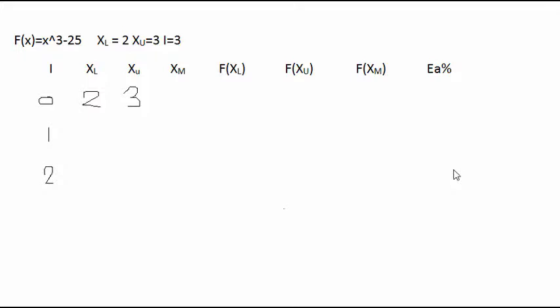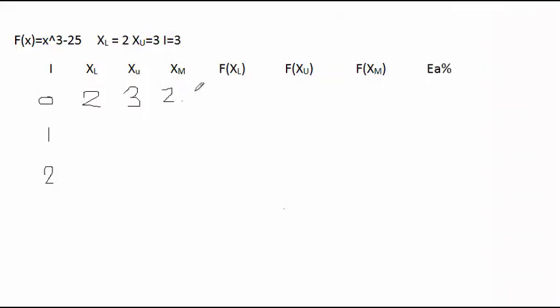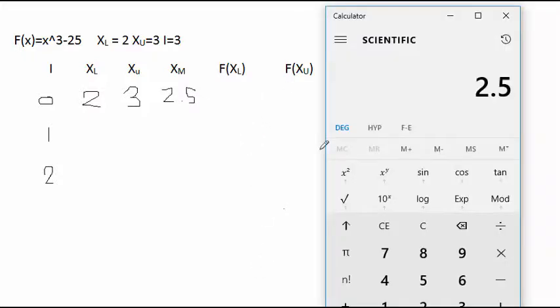Now, we have the equation of the midpoint of x as the lower limit of x plus the upper limit of x over 2. Now, we will solve it. 2 plus 3 divided by 2. We now have the midpoint of x as 2.5. Now, for the function of the lower limit, we will substitute our lower limit for x. 2 raised to 3 minus 25 is equal to negative 17.